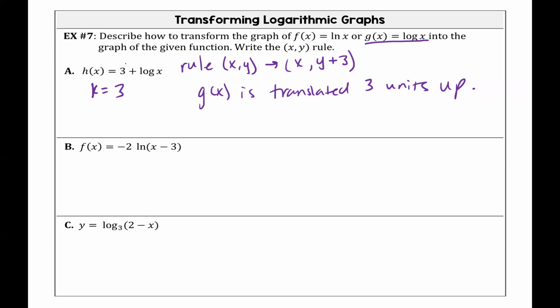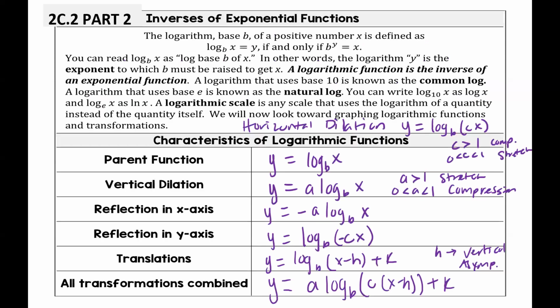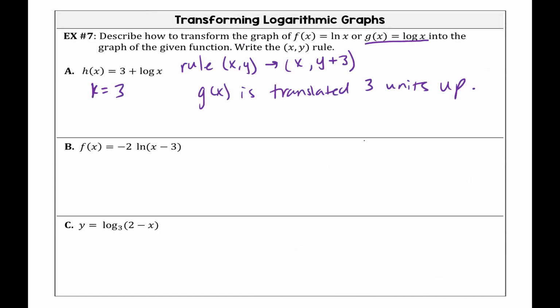Because it was outside of the function? It's my K. I don't know how to answer it other than saying where it's located. If I have a change outside of the function, this right here, it's your K. If anything's being added or subtracted... It says right here, you're using f of x as natural log of x and g of x as log. So log of x is g of x, right? So I'm taking g of x and I'm translating it 3 units up.